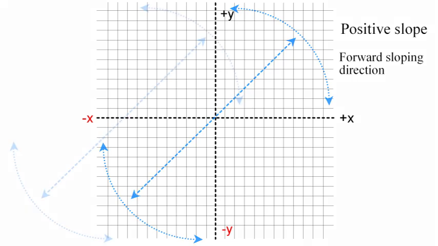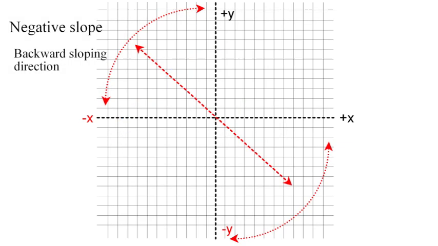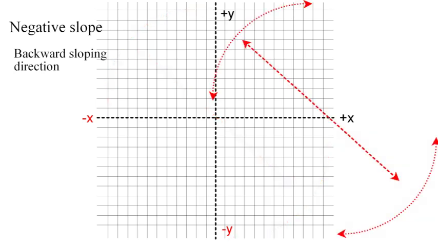It could be located anywhere on the graph, but it still points in the forward general direction. And a line that has a negative slope points in the backwards general direction. And again, it doesn't matter where it's located on the graph. It still points in the backwards general direction.